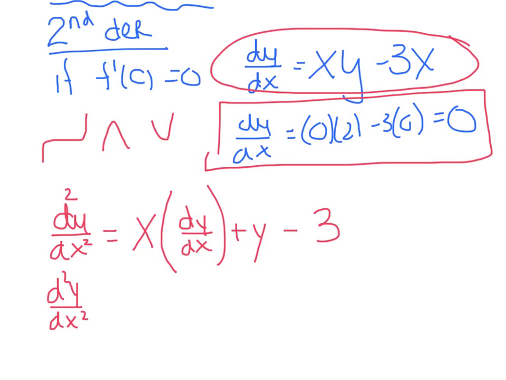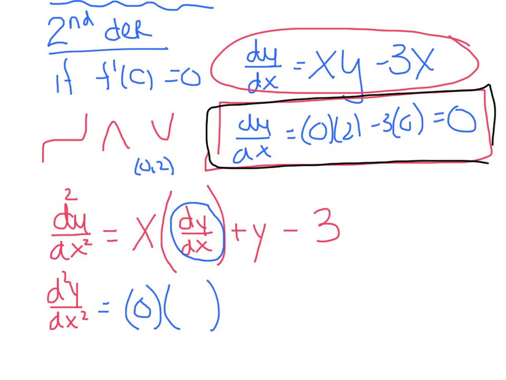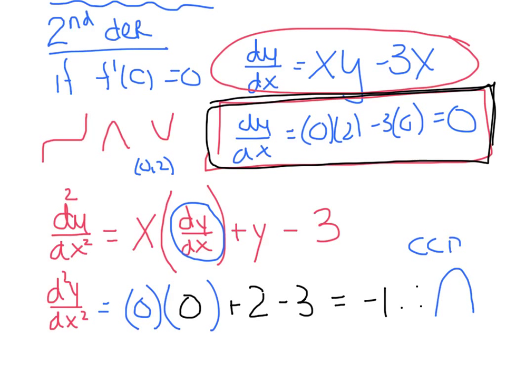Now let's keep cleaning up what we've got here. All right, I can plug some numbers in. I know the x value, they said at the point (0, 2), my x value is 0. What do you know about dy/dx at the point (0, 2)? What did we just say we had at the point (0, 2)? We said dy/dx at (0, 2) equals 0. Plus my y value of 2 minus 3. And I get a negative 1. Therefore, at this point, I know my function is concave down. And I know that because my second derivative was negative.